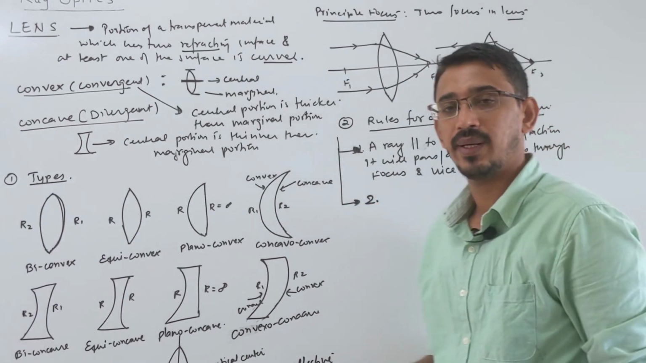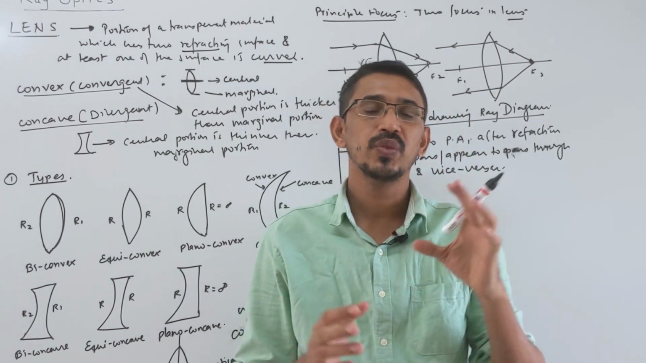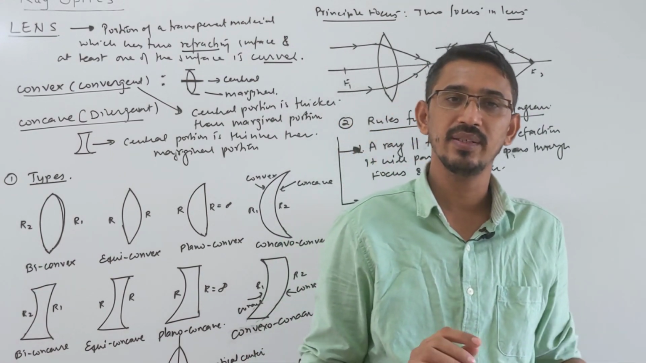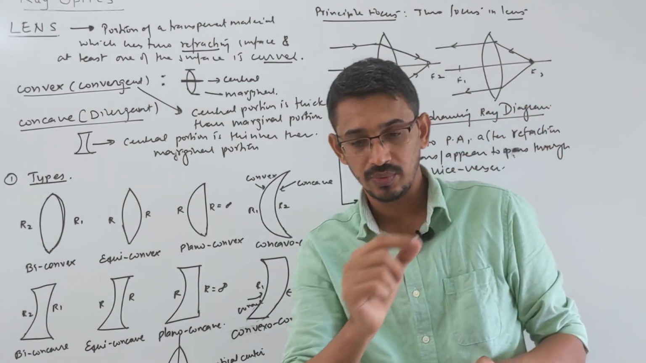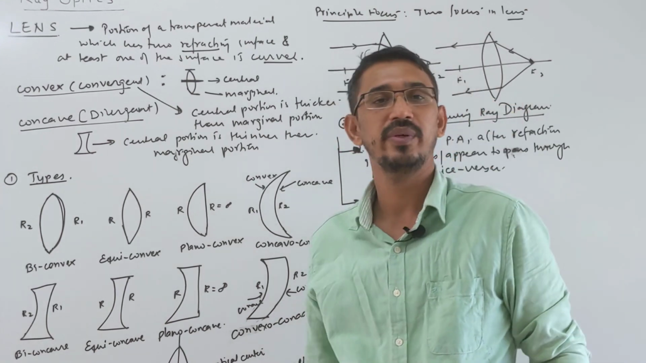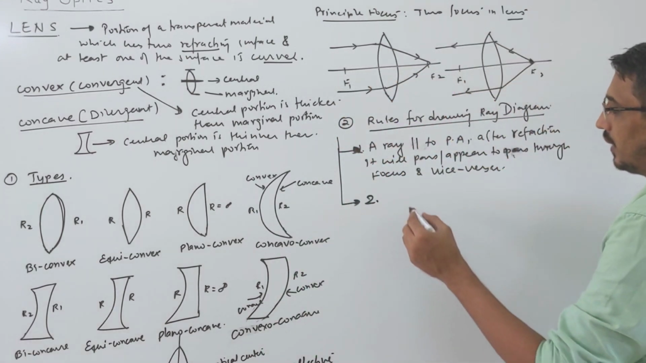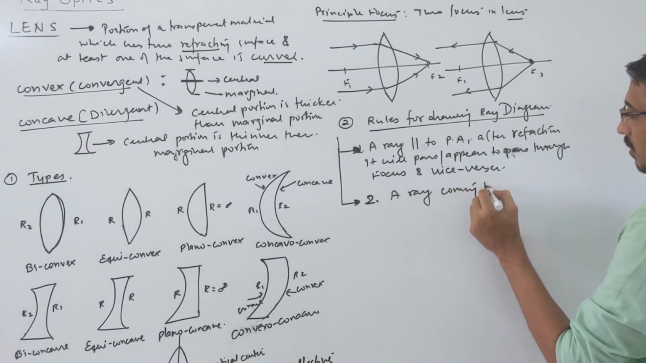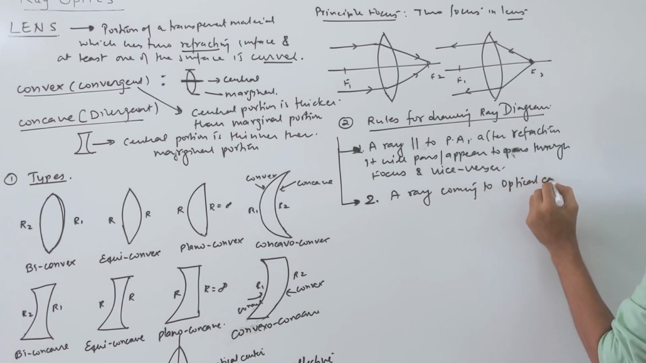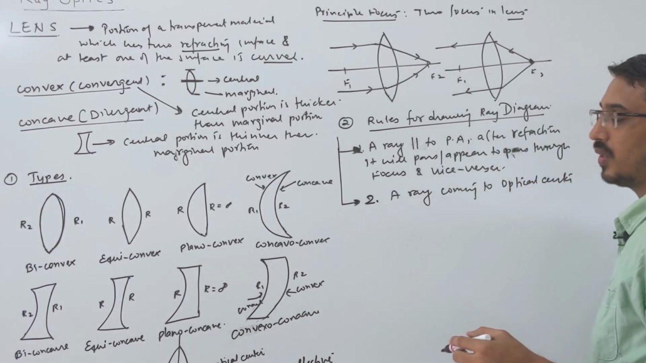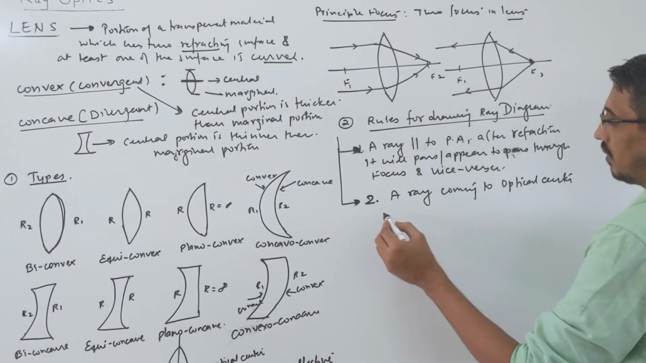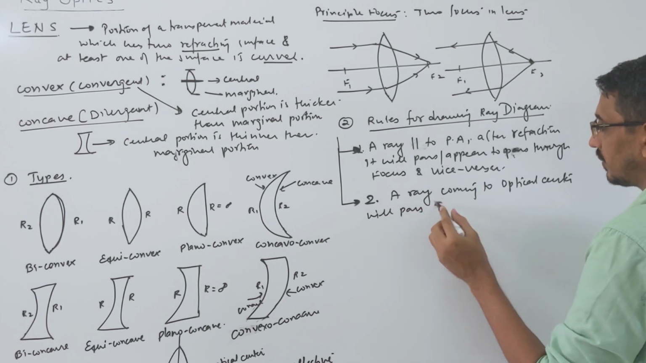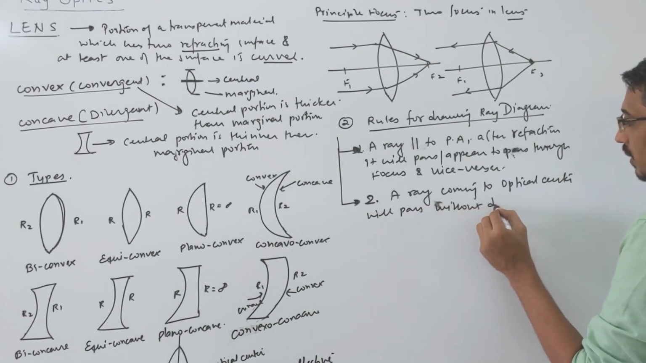Remember rule number 2, there we learned that in a mirror, if a ray comes toward your pole, then it reflects at the same angle. So here what will happen? If a ray is coming to your optical center, it will pass straight without deviating. A ray coming toward the optical center, like the pole we say in mirror, a ray coming to the optical center will pass without deviation.